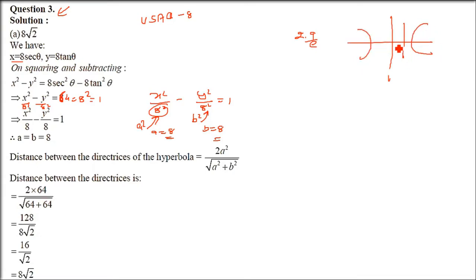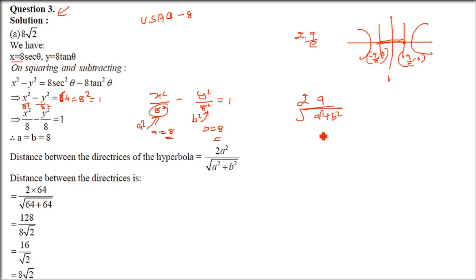We have done this while we were doing the explanation. So a by e is on the right hand side, a by e on the left hand side. So 2a by e is going to be the distance between two directrices. So 2a by e. Now eccentricity is what?